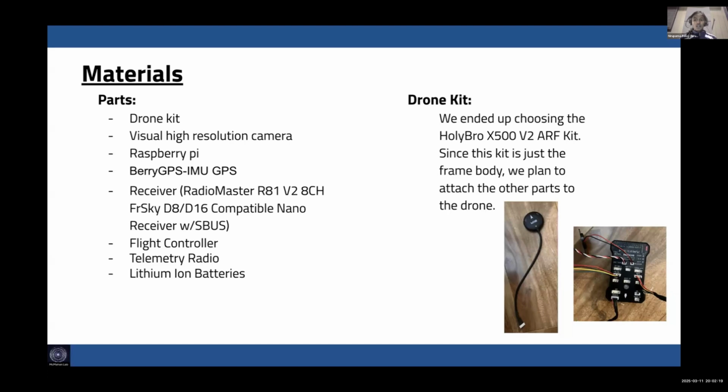the actual drone itself. For our drone kit, we ended up choosing the Holybro X500 V2 ARF kit. This kit is just a frame body. We plan to attach other parts to the drone. And a quick note on why we chose it: it was one of the most lightweight drone kits we could find, as well as definitely in our price range, as drone kits can range from almost $400 to over $1,000, and the drones over $1,000 are just out of budget.